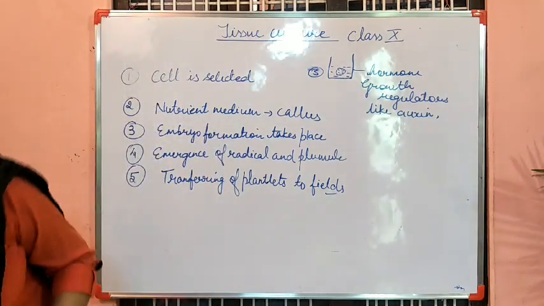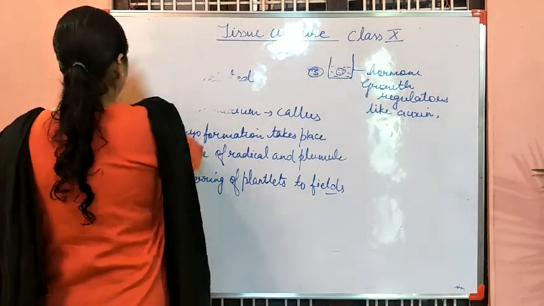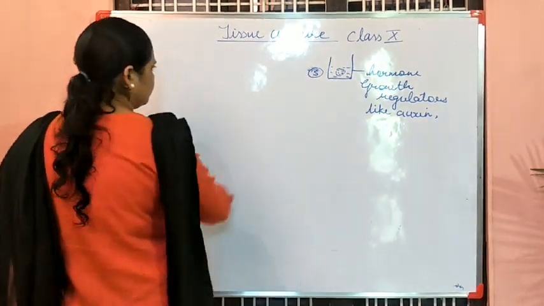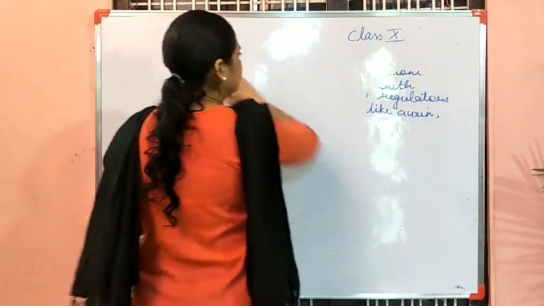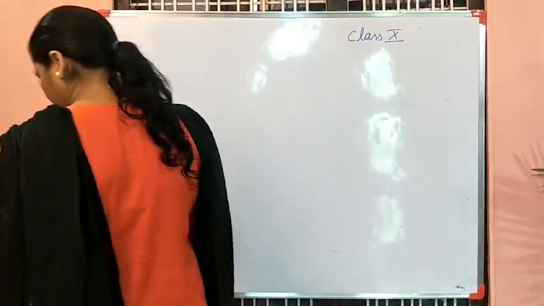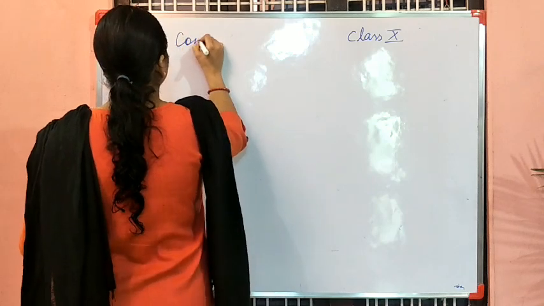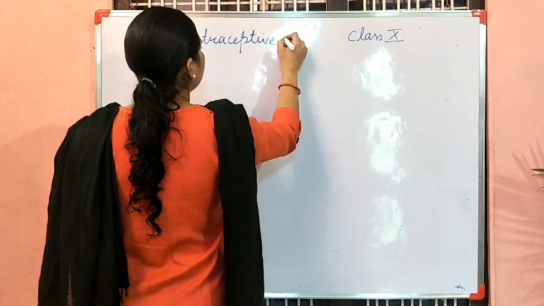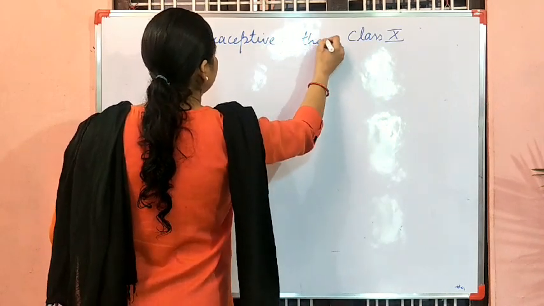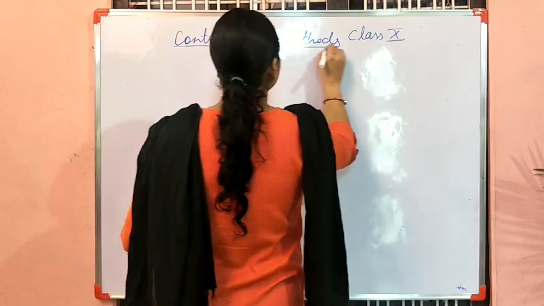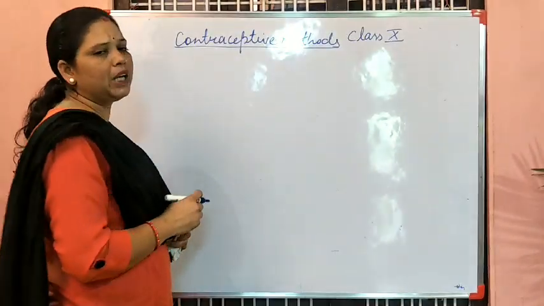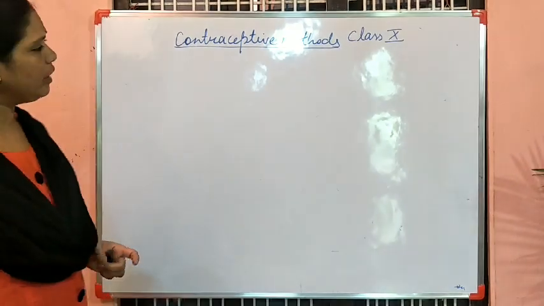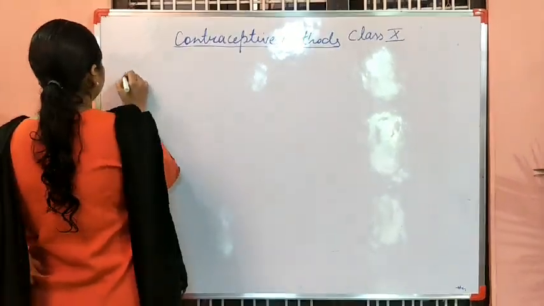Now contraceptive methods. Here we have to study different types of contraceptive methods. Contraceptive methods are the methods which avoid the fusion of male and female gametes, or we can say which avoid the fertilization process. So one by one we are going to discuss.